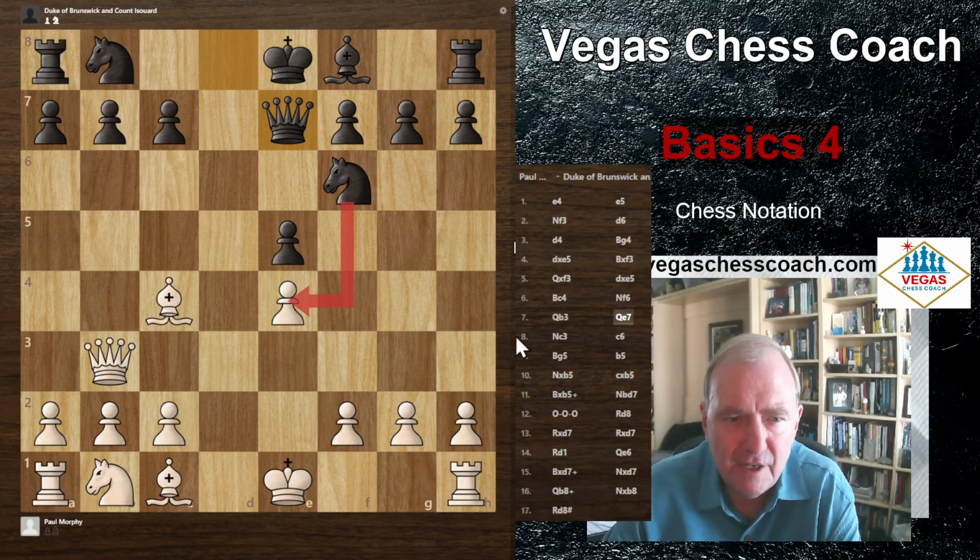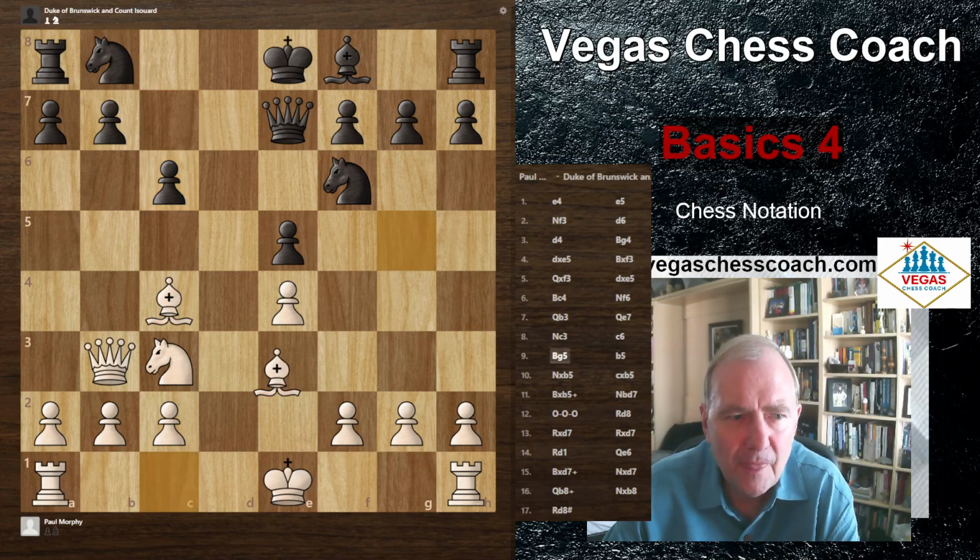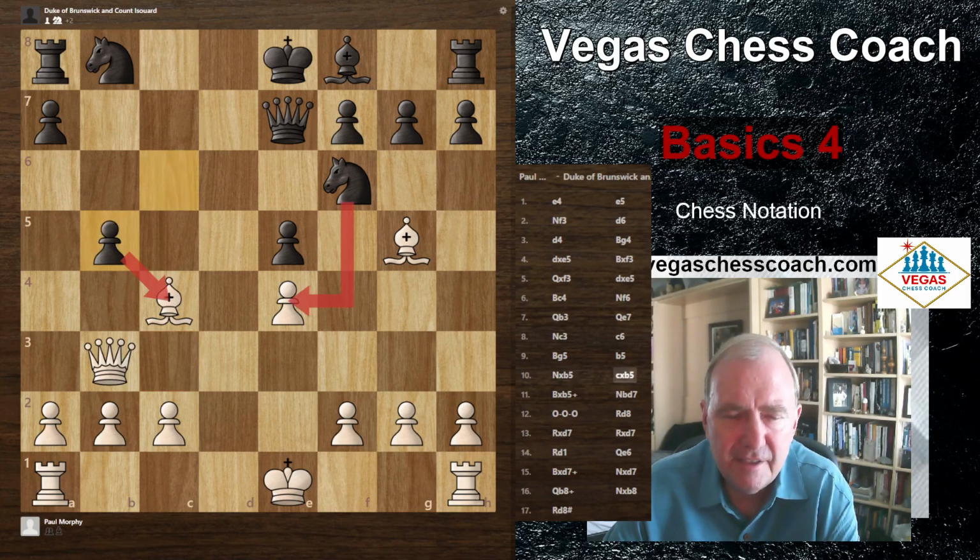The moves are numbered, and the first column are the white moves, the second one are the black moves. Knight to C3, C6, bishop G5, B5, knight takes B5, c takes b5, bishop takes b5, and now we have a check. See that little plus behind the 5 on the right side? That means it's a check, okay? So that means this white bishop is now checking the black king.